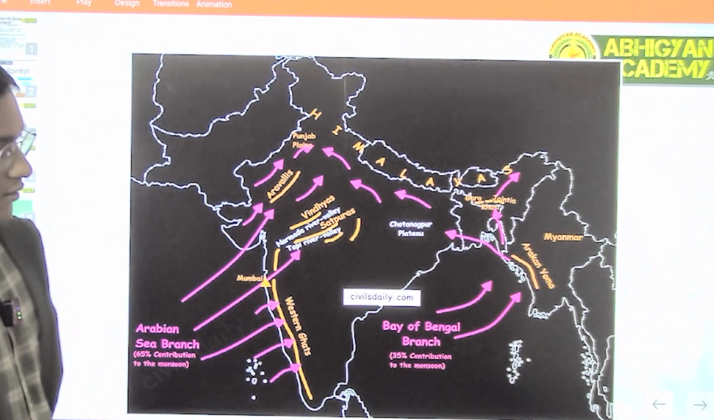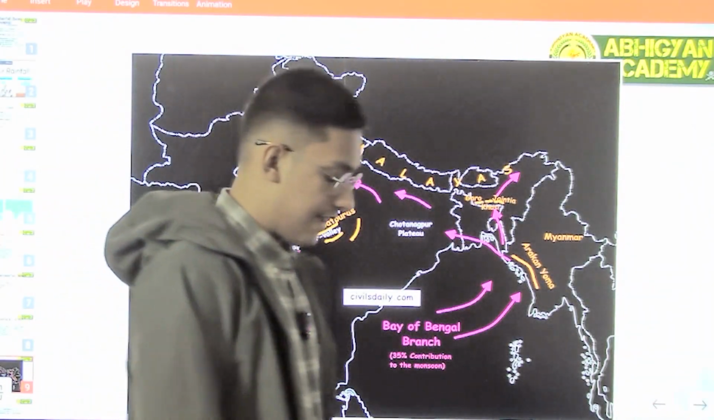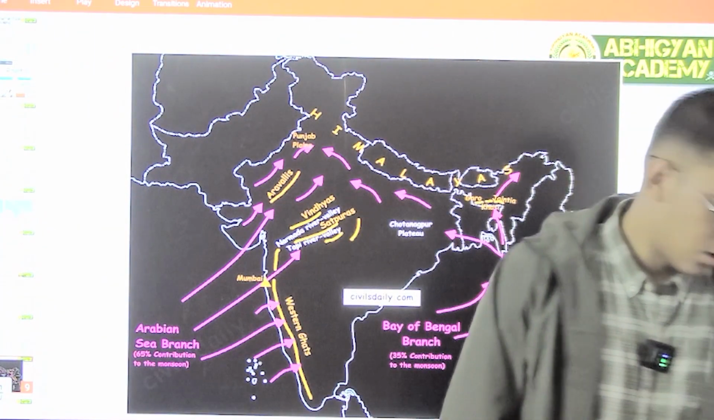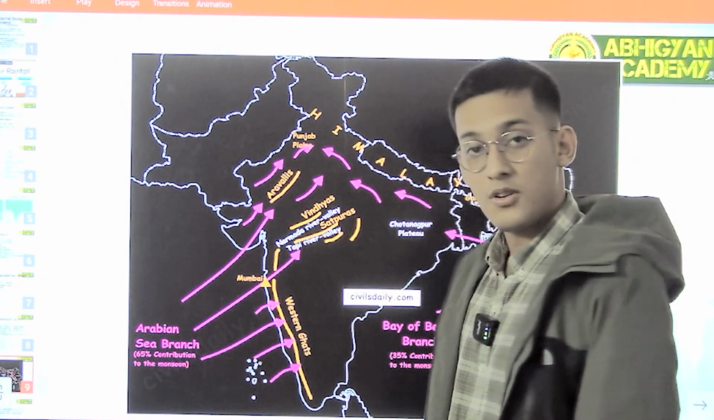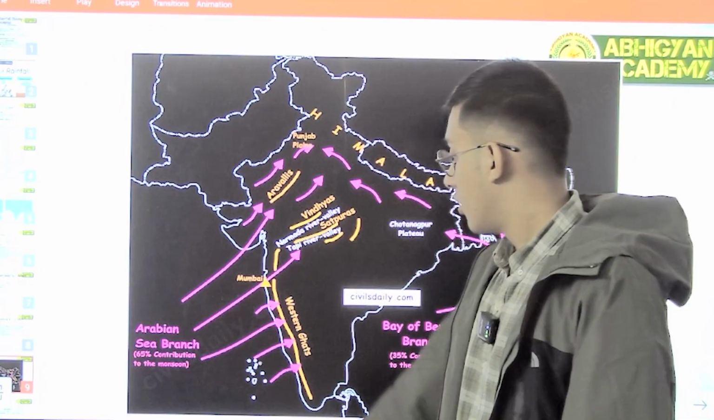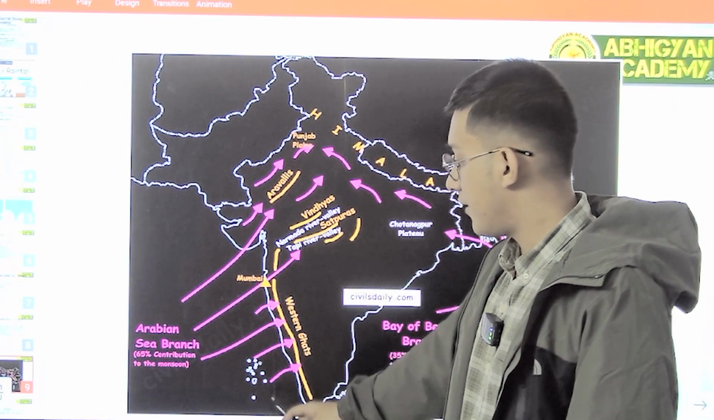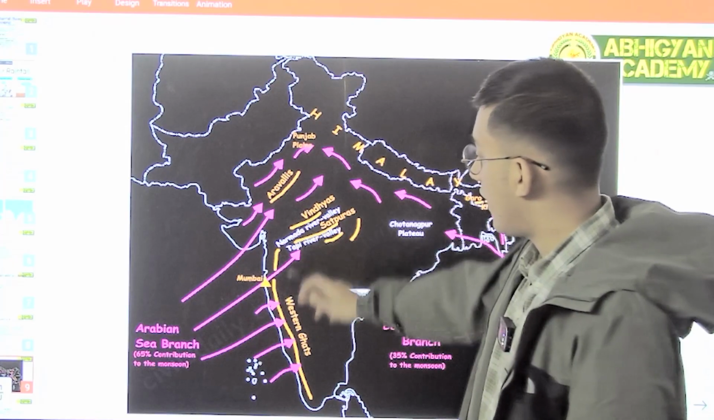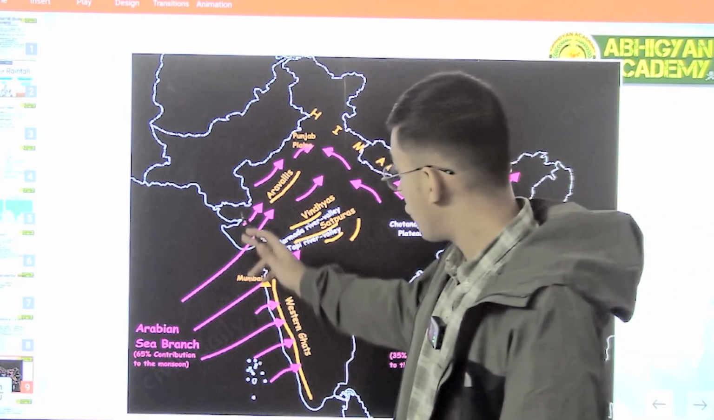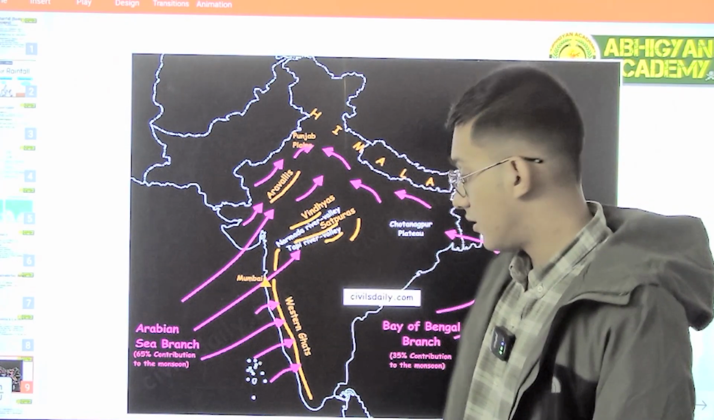So this is a diagram. It explains properly. So this is your Arabian Sea branch. Most of the monsoon of India comes to this branch. The first stream hits your Western Ghats. The second stream hits your Narmada Valley, and your third stream hits the Aravallis, right?